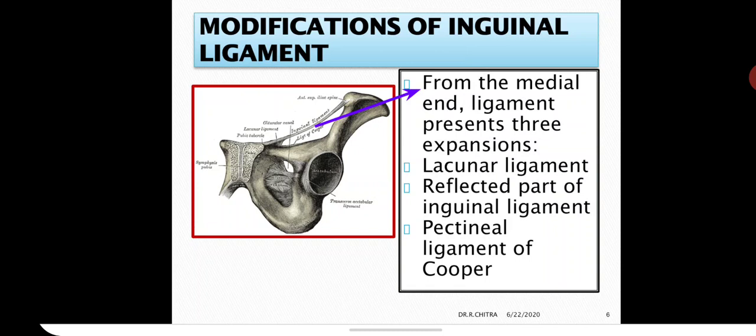So we have seen in detail about the inguinal ligament, which is also called Poupart's ligament, which is attached from the anterior superior iliac spine to the pubic tubercle, and it has three modifications which we have seen. Lacunar ligament, also called Gimbernat's ligament. Second is the reflected part of the inguinal ligament, which is also called the third crura of the superficial inguinal ring. Third is the pectineal ligament, also called Cooper's ligament. So you can prepare this inguinal ligament as the short notes for your exams.